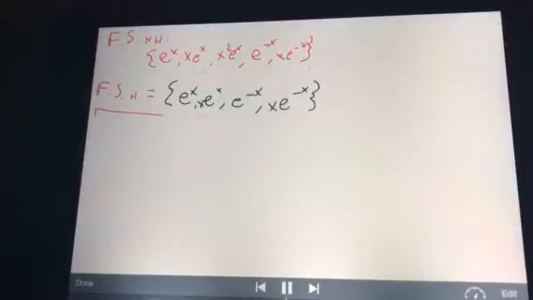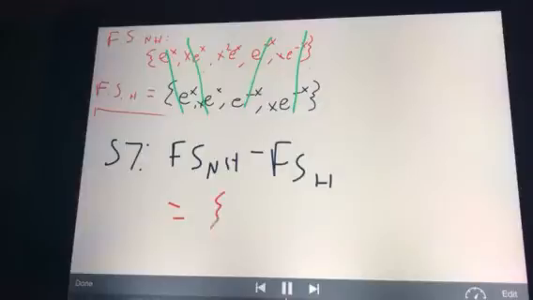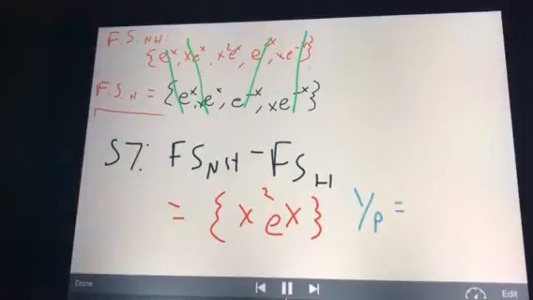So I rewrote both our FSNH and our FSH here because step 7 is finding FSNH minus our FSH. So if you look at the original problems up here, you see our e to the x's cancel out, our x e to the x's cancel out, our x e to the negative x cancel out, and our e to the negative x cancels out. So that means that we are left with x squared e to the x. This means that our y of p equals A x squared e to the x.